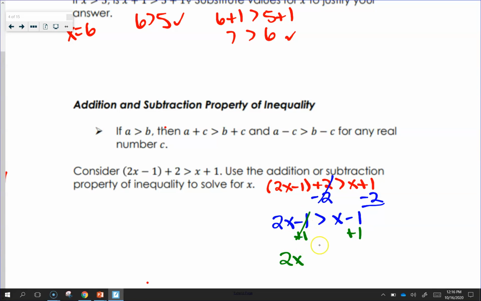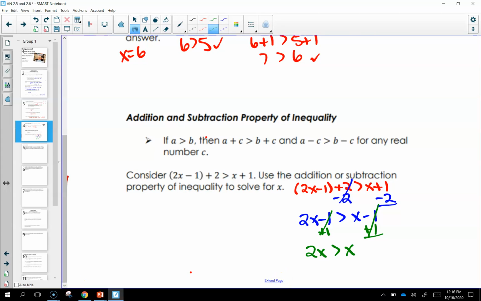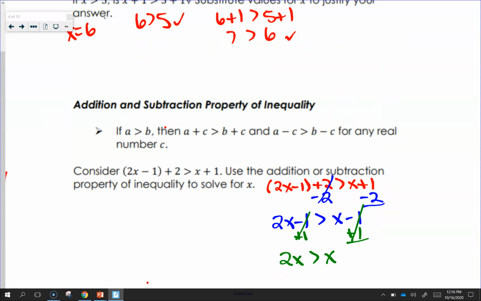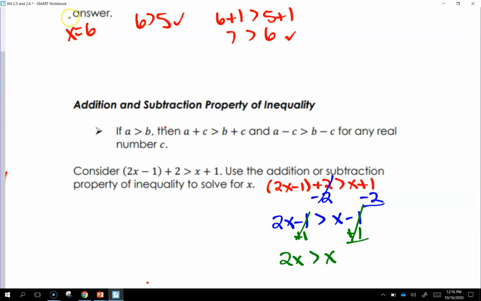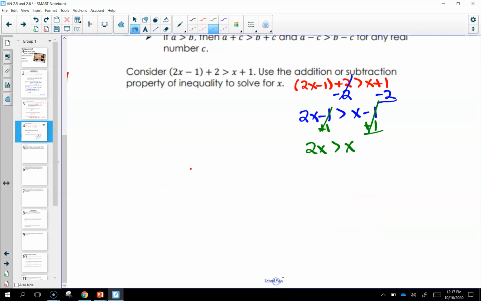Negative 1 plus 1 cancels out. What is negative 1 plus 1? 0. Okay, so that cancels out there too. Now I have 2x is greater than x. Let's get those x's together. Dividing by 2 is not going to help me, because then I would just have x is greater than x over 2. It is not the answer because x is not by itself. I have 2 x's still. What am I trying to do? I'm trying to get more room. There we go.